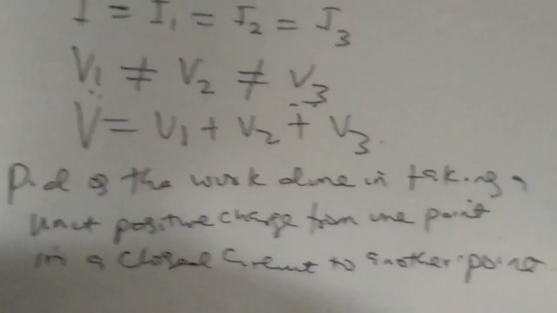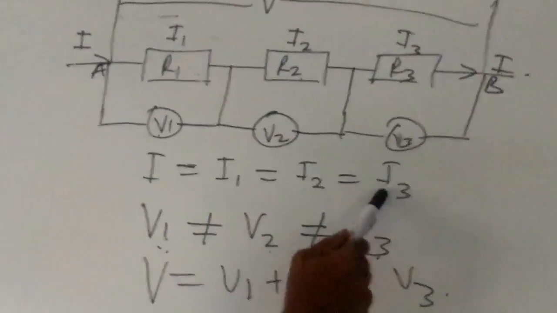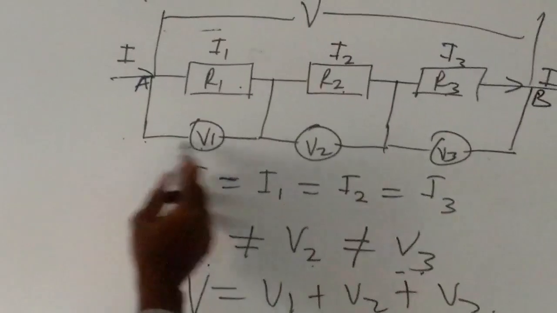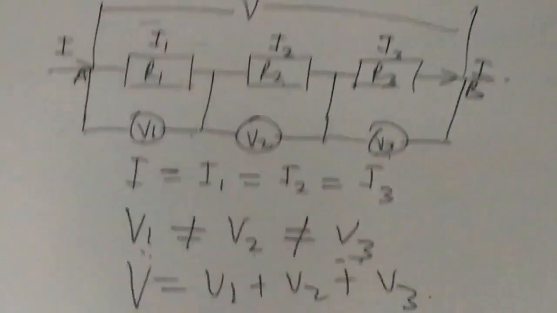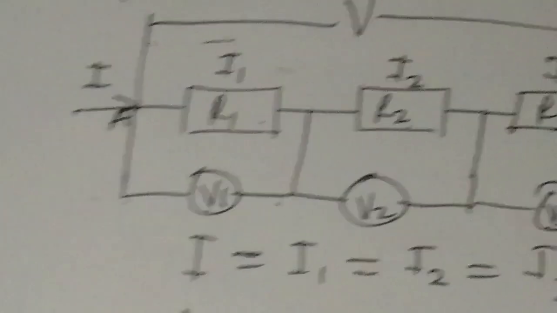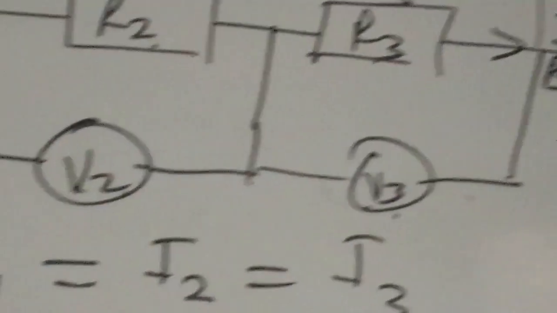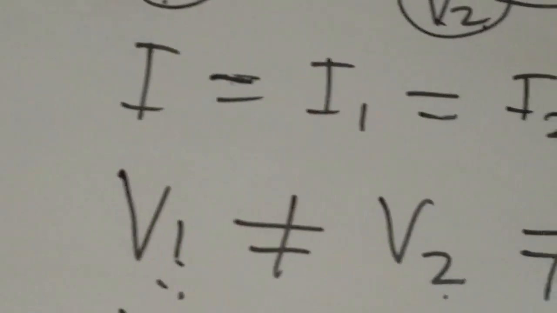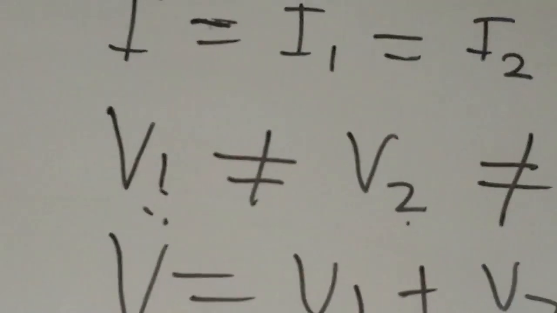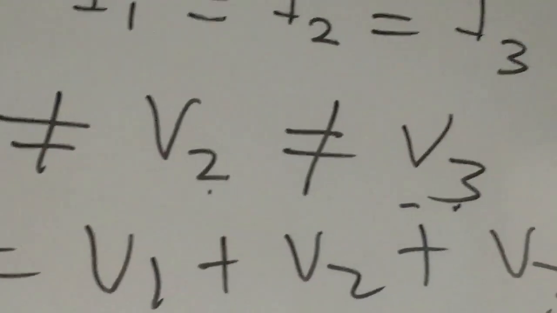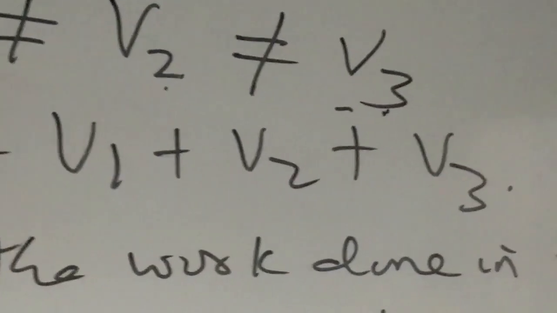So when you have resistors in series, the current flowing through each of the resistors remains the same. I1, I2, I3 are equal to each other. But the potential difference across each of the resistors remains different from each other. That means V1 will be different from V2 and also different from V3. So as you can see from our diagram, current I1 equals I2 equals I3, the current remains the same, while the potential differences V1, V2, and V3 will not remain equal, they will be different from each other. But the total potential difference will now be equal to V1 plus V2 plus V3.